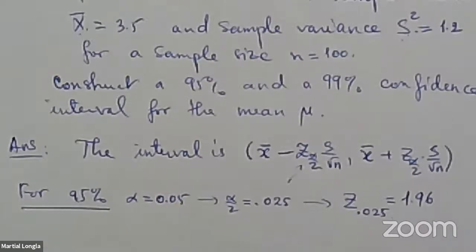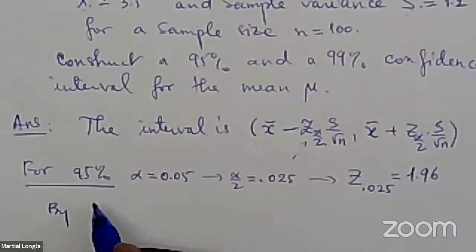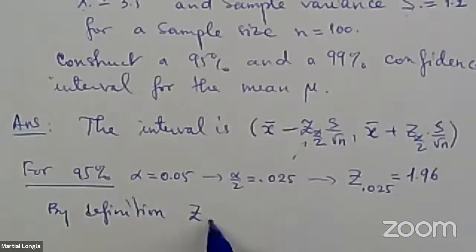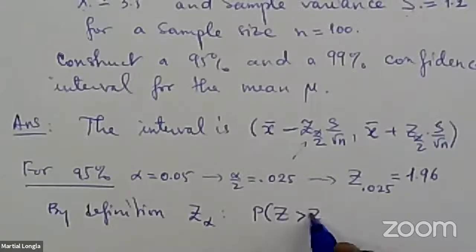By definition, let me put that here again, for you not to get confused when the time comes to use it. So by definition, Z alpha is defined as: the probability that Z is larger than Z alpha is equal to alpha.